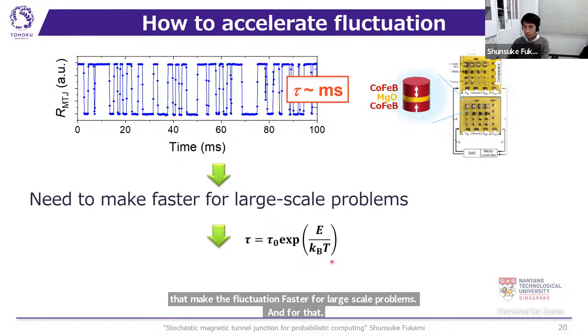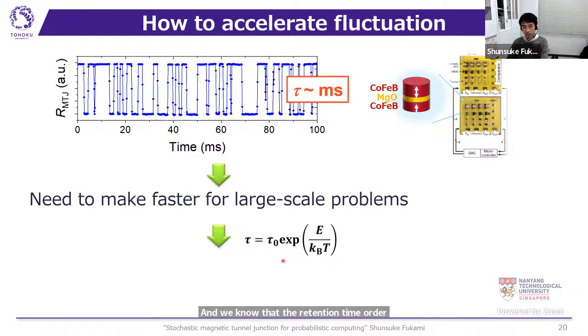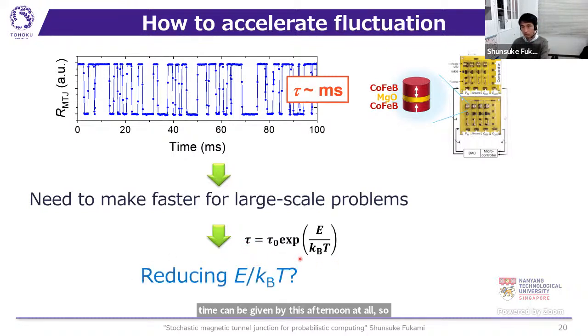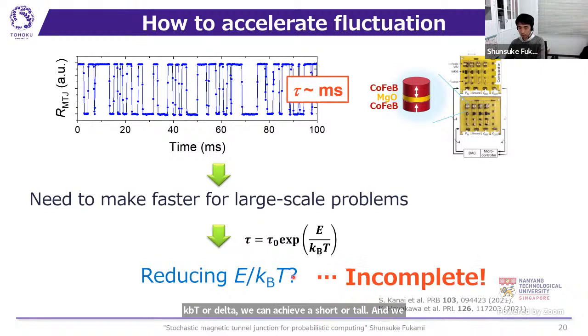We know that the retention time or the relaxation time can be given by this Arrhenius law. So I guess that your answer is that by reducing the thermal stability factor, E over kBT, or delta, we can achieve a shorter tau. We also thought that, but we found that this is not complete. So I will show the reason why this is incomplete.